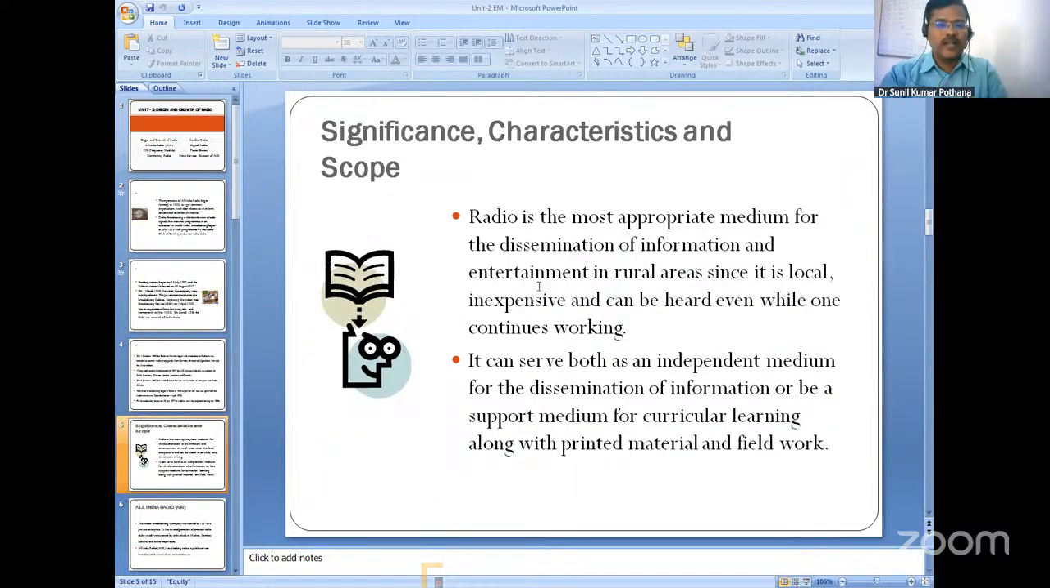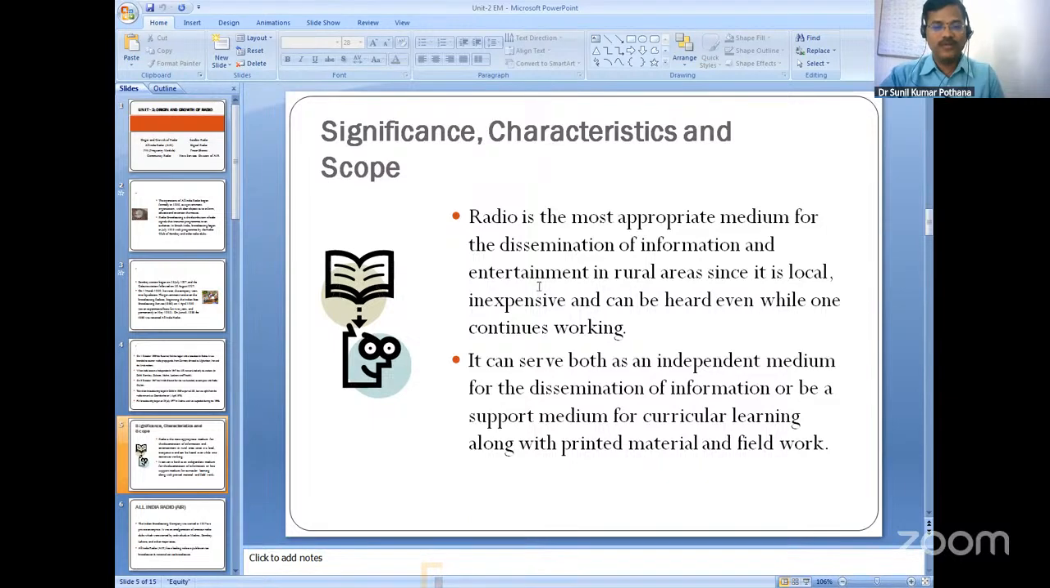Why radio? What are the characteristics? What is the scope for radio? So we will know the significance of radio. Radio is the most appropriate medium for dissemination of information and entertainment in rural areas, since it is local, inexpensive, and can be heard even while one continues working.